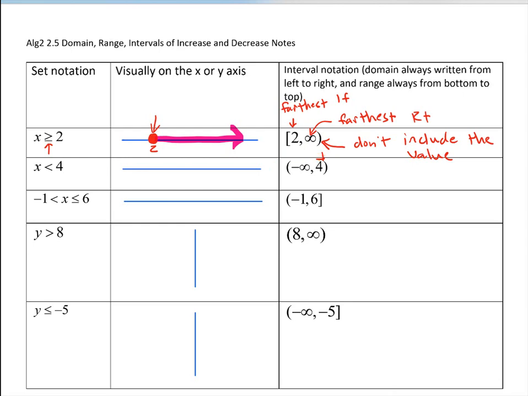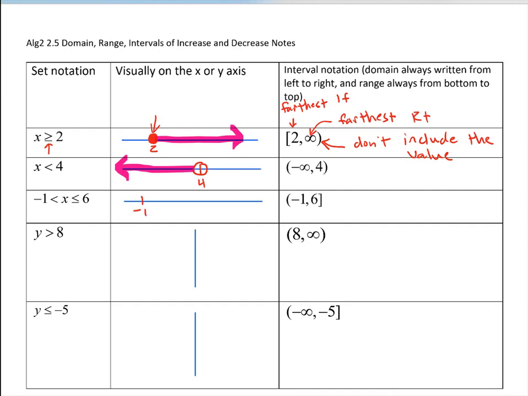Erase this real quick. So let's do the next one. x less than 4. Here's 4, but we're not going to count the 4, so we have an open bubble. And then x less than 4, so we're moving to the left. So in interval notation, remember we start left to right. Coming from the left, we're going left forever, so we have negative infinity here. And remember, every time you use infinity or negative infinity, it's always going to be a parentheses next to it. Now the farthest to the right we go is 4, so we have 4 right here. And since we don't include the 4, we have another parentheses.